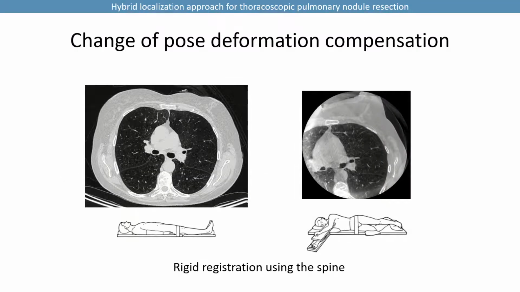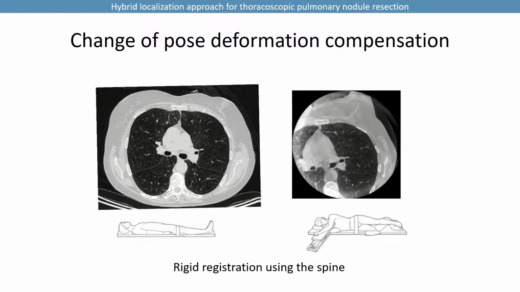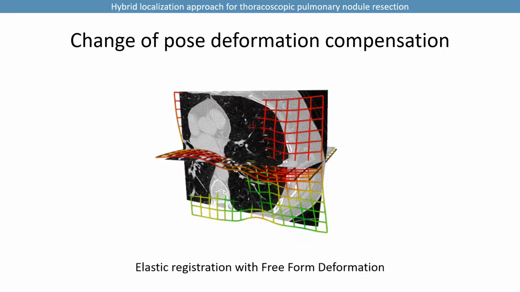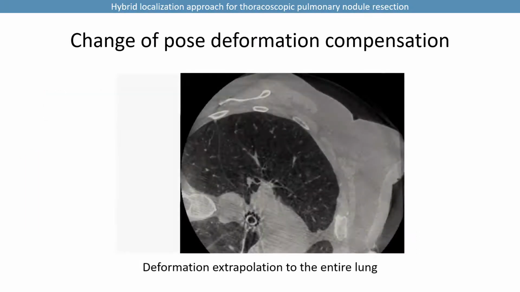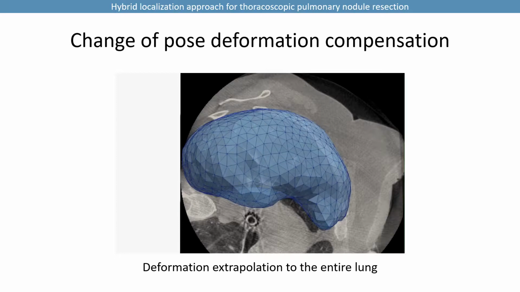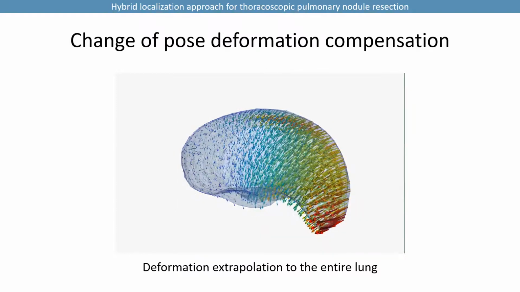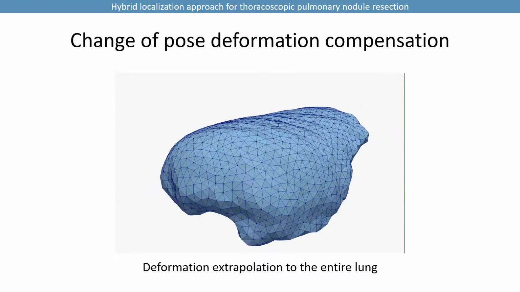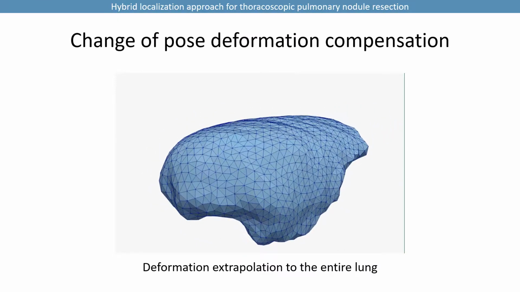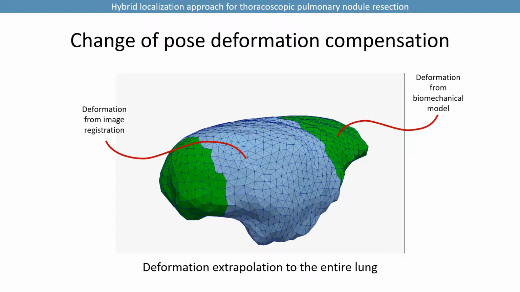For the change of pose deformation compensation, rigid registration is first performed over the spine, followed by elastic registration based on freeform deformations, but the lung is only partially visible in the intraoperative image and the complete deformed lung geometry is unknown. Therefore, the partial deformation is extrapolated using our biomechanical model, where imposed displacements are applied to the nodes inside the field of view. The obtained solution represents the complete lung after the change of pose.